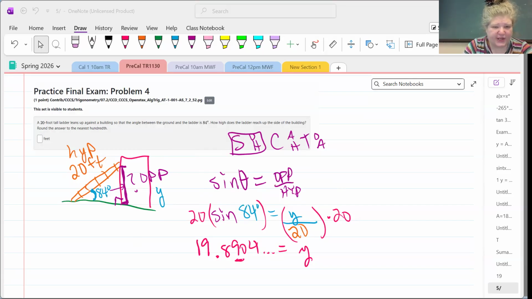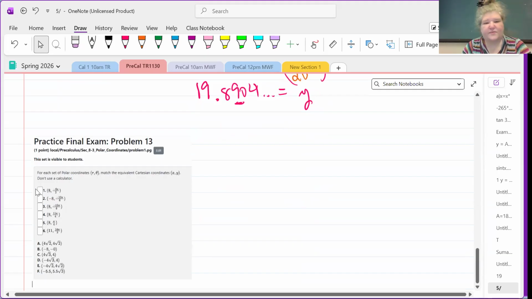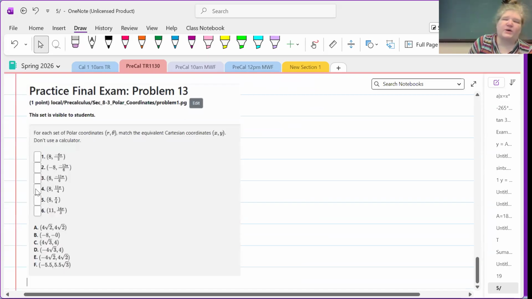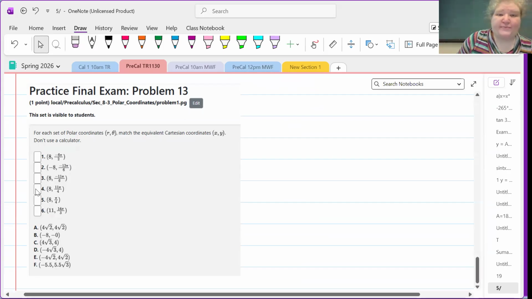All right, what's another one we can look at? 13, the polar one. So we do have one polar coordinate question on the final, but it is multiple choice. So you can work it either direction you want.